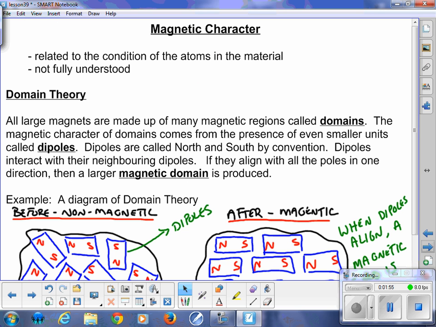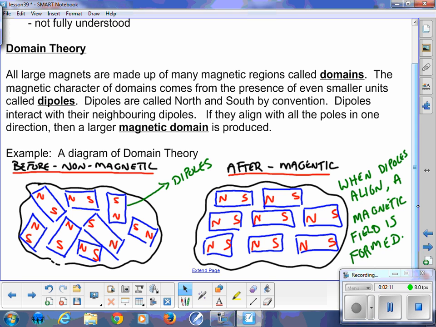So when you print this off, it already had the majority of the note from the previous year. Again, I'm not going to have you copy out something that's in your 3U notes. So magnetic character is related to the condition of the atoms in the material, and we really don't understand it. I talked to quite a few people about this in the grade 11 course. It remains a theory because we have no real proof to support this particular concept.